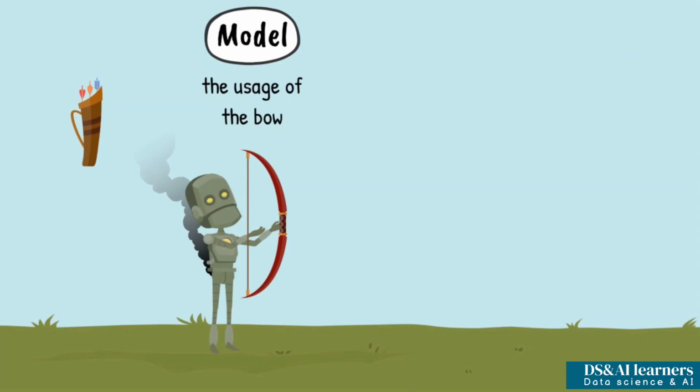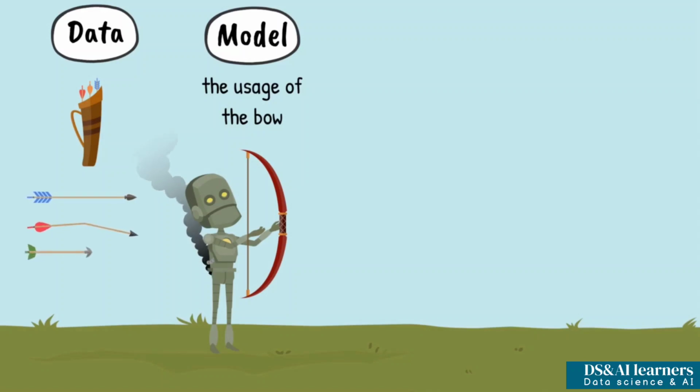So, the quiver of arrows will be your data, or more precisely, the data that the robot will use for training. They are all arrows, but they have their subtleties. There are straight ones, crooked ones, light ones, heavy ones. So, we can safely say the arrows represent different data values.